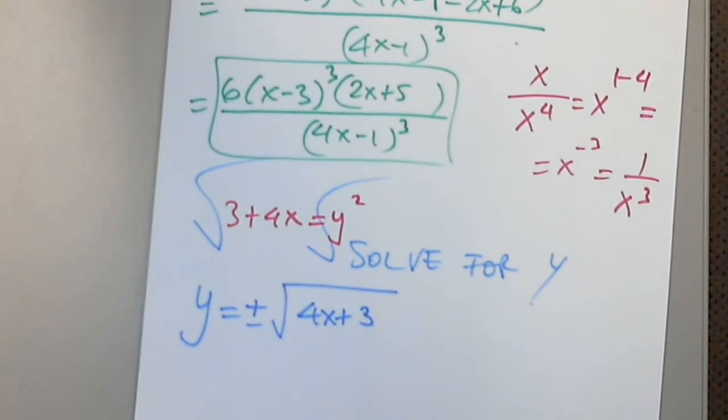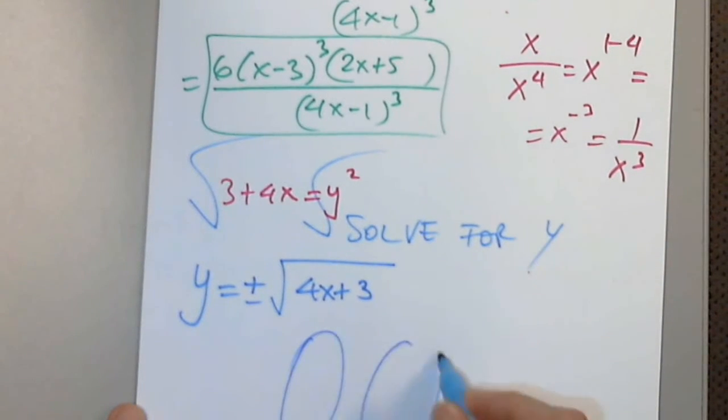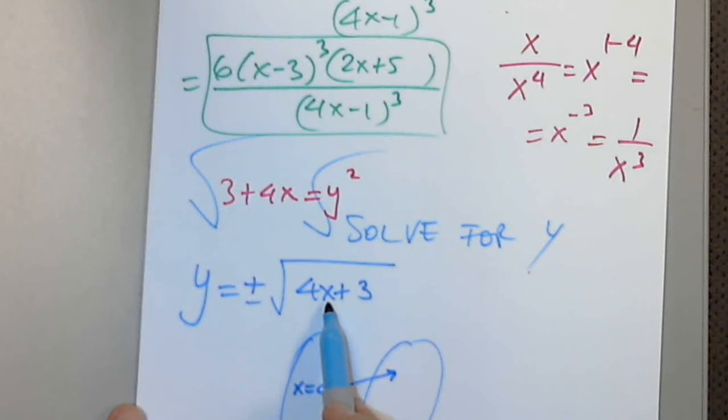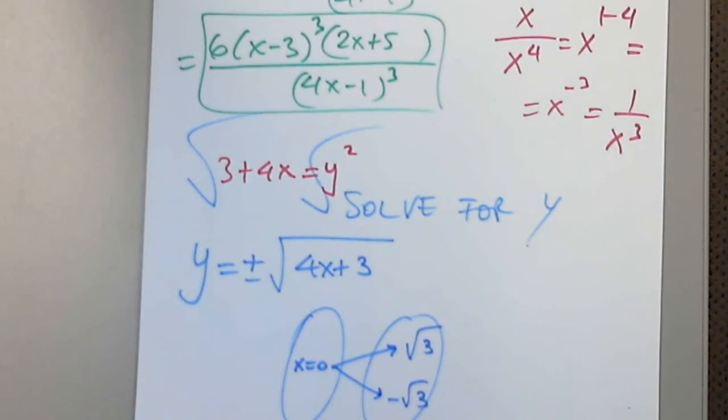So now we have to draw a conclusion. Let's say I pick a number, x equals 0. What do I get? 3. Plus 5. I just picked a number. X equals 0 and I got y equals the square root of 3, and y equals a negative square root of 3. What do we conclude about this equation?